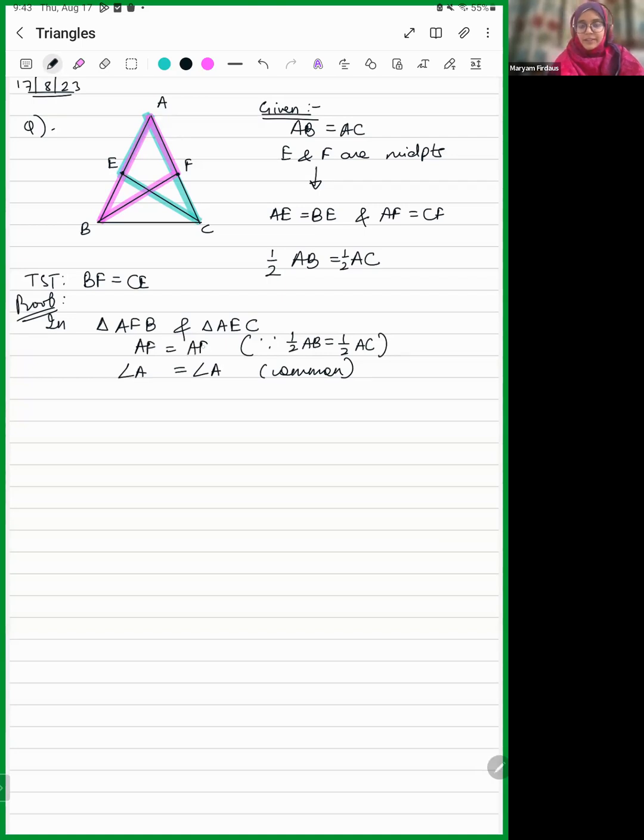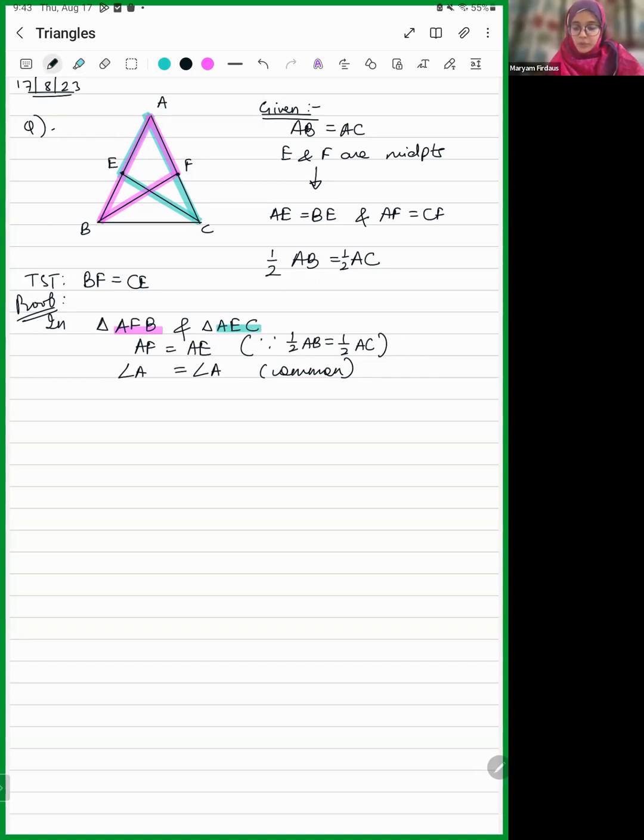So I had written AE on the left side and AF on the right side, but we can't write that because on the left side, we have to write everything that belongs to this triangle, triangle AFB. And on the right side, we have to write everything that belongs to this triangle, triangle AEC.